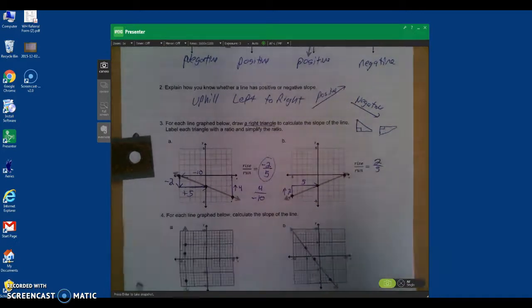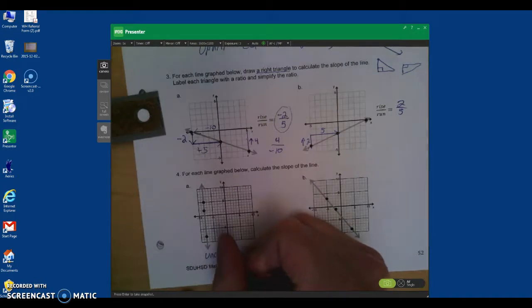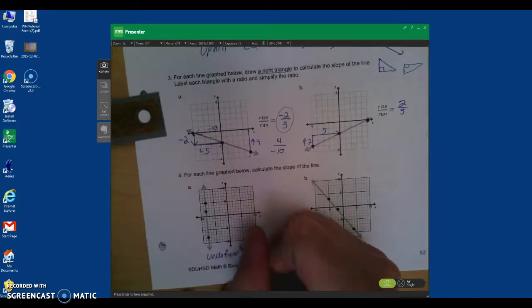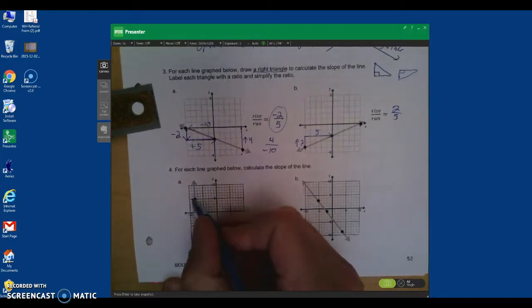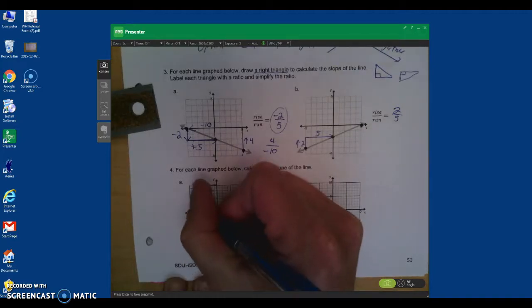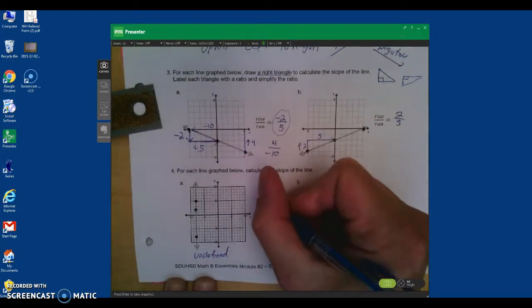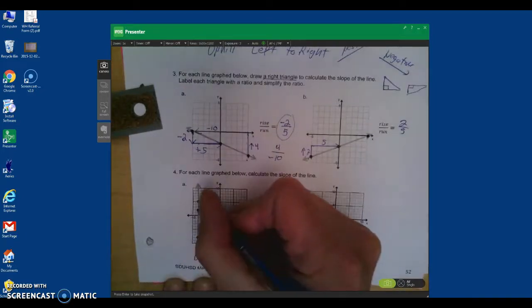Okay, let's take a look at number 4 here. This one's kind of tricky. You actually already know the answer is undefined, but let's prove why that's undefined. So if you were trying to draw a triangle between here and here, you couldn't really do it. It's just a straight up and down line. So tell me what you would do to get from this dot to this dot. You would just rise 1, 2, 3. So if I rise 3, now I'm sitting right on top of that dot.